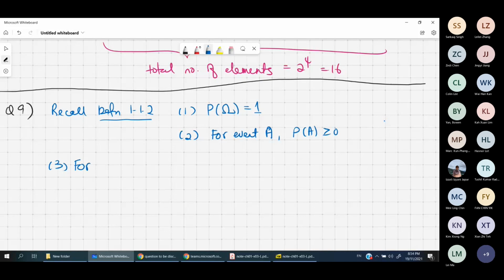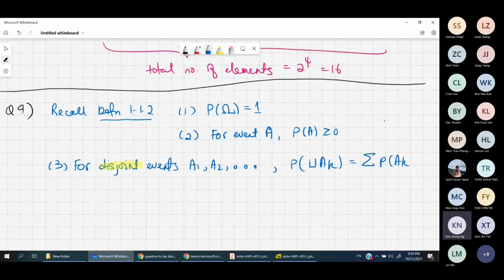Supposing we have a sequence of disjoint events, they have to be disjoint, A1, A2, and so on. Then we must have P of the union of all the events equal to the summation of P of Ak. So to solve question 9, we just need to use these 3 properties here.